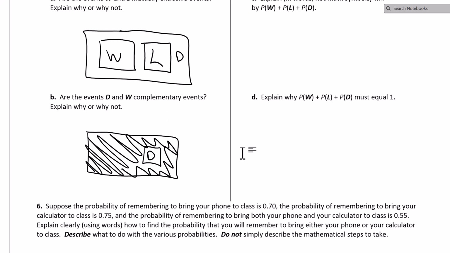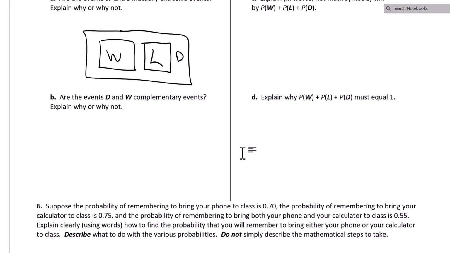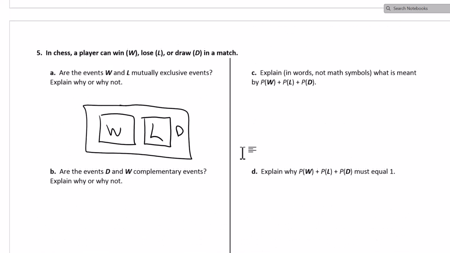So are the events draw or win complementary events? In other words, if you take win and you say combined with D, draw, does that include the entire sample space? The answer is no, they're not complementary events because there's also a probability that you could lose. So win and draw are not going to add to the total because that doesn't account for losing.